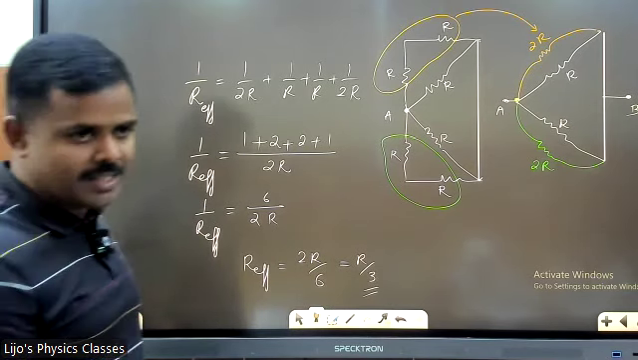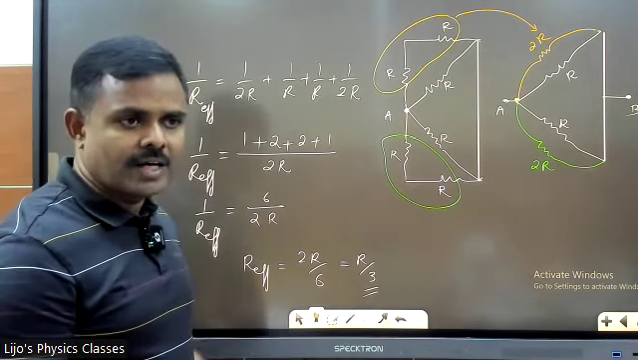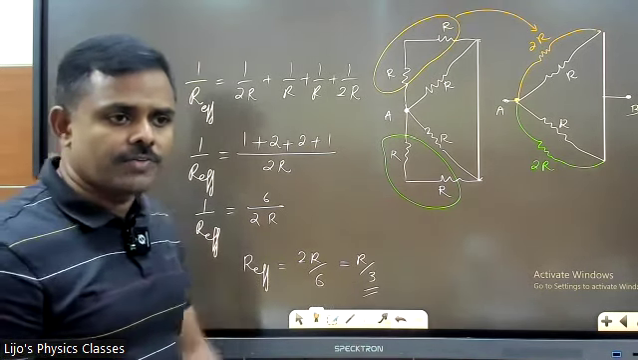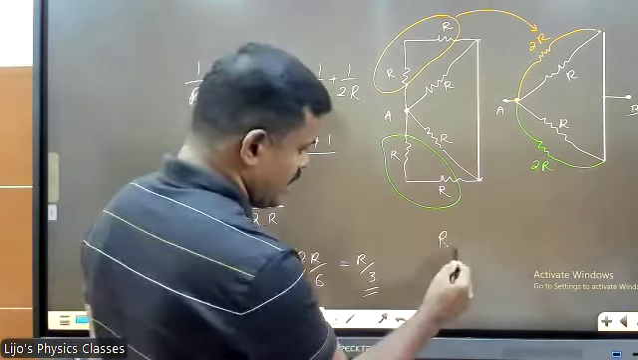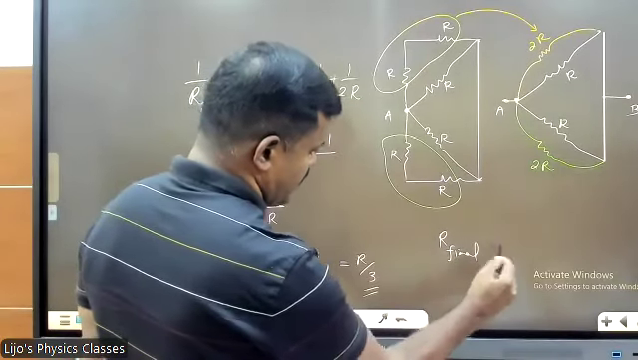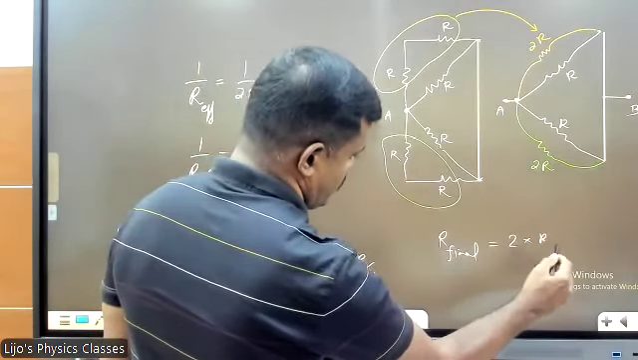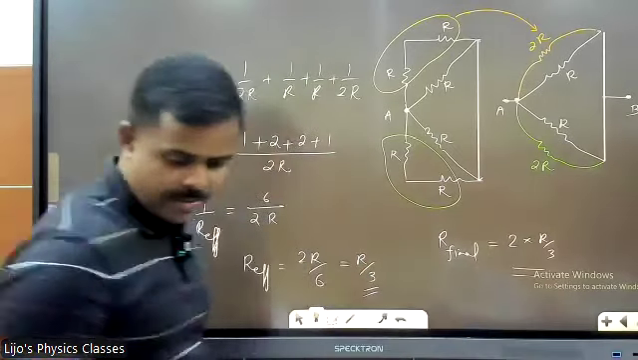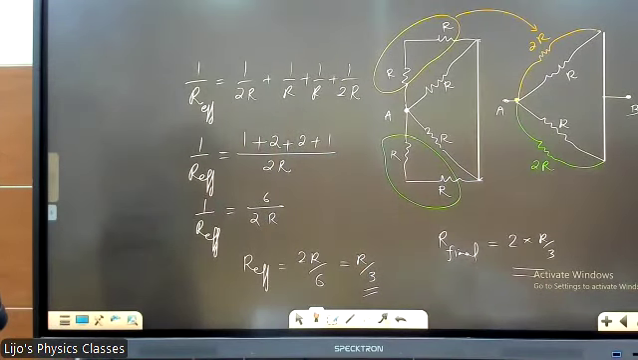R by 3. So, but this is only half, right? Why? I wipe the second part off, right? So you can write R final. R final is equal to 2 times R by 3. So 2R by 3 will be the final answer. Answer is option C.